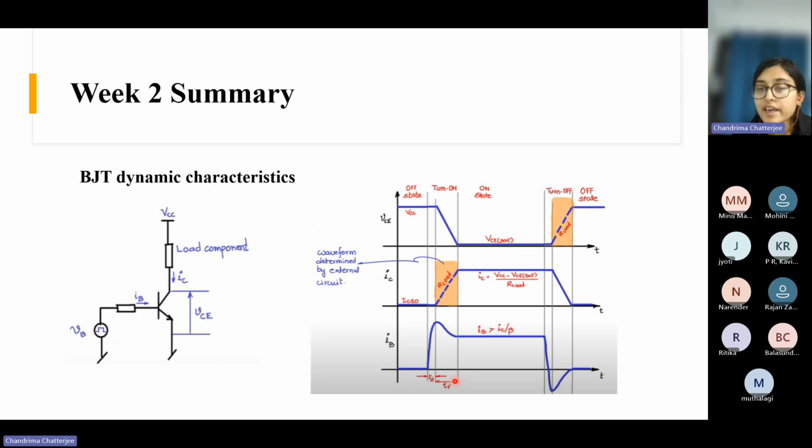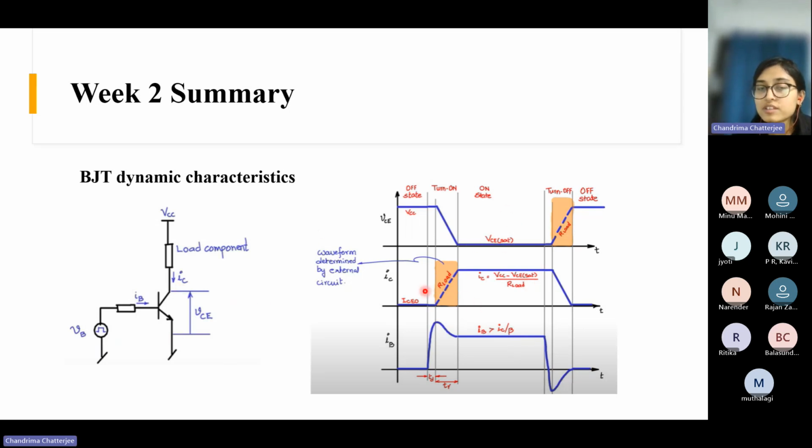This time period is called the rise time, because the current rises from ICO to the IC value, a substantial current. And then there is this on phase when the device is fully on and the current is stable at this value. This value is VCC minus VCE sat by RL. When the current starts rising, the voltage simultaneously falls from VCC to VCE sat. VCE sat means saturation. During saturation, the drop across the device is VCE sat.